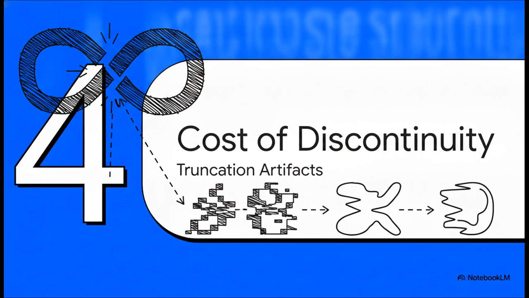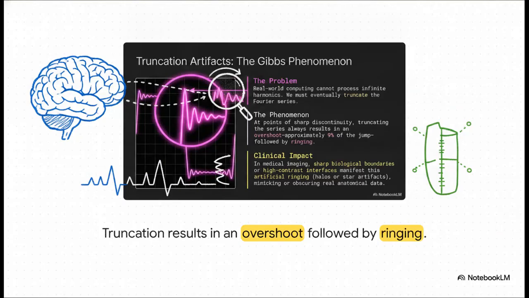That brings us to part 4, the cost of discontinuity. Since we can't compute to infinity, we have to cut the math short. This creates a truncation artifact, specifically known as the Gibbs phenomenon.